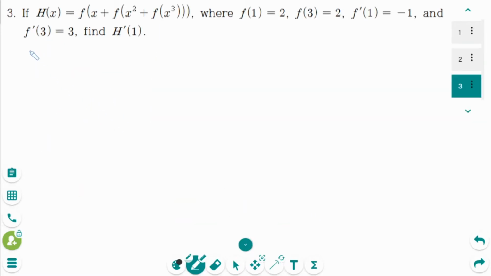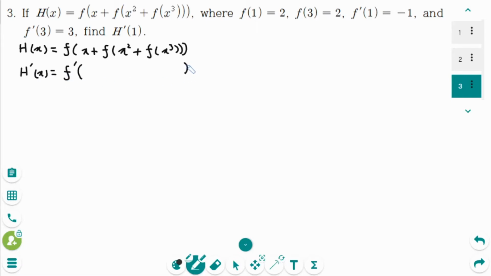Number 3, h of x equals f of x plus f of x squared plus f of x cubed. H prime of x equals f prime of inner function times inner function prime. Inner function is x plus f of x squared plus f of x cubed.